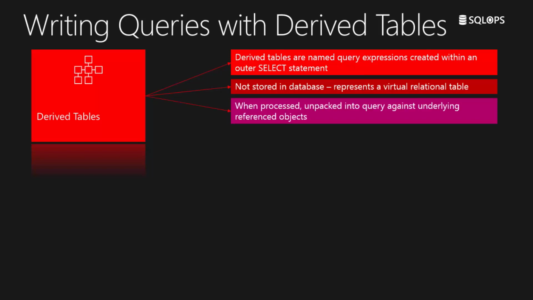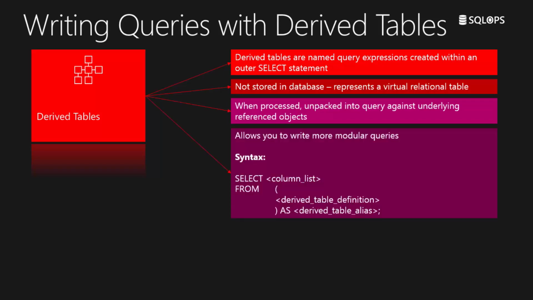And when processing a derived table, the query is run against the underlying reference objects at runtime, unlike temporary tables where you have to first create the temporary table, then populate it, and then you'll be able to select the data from it. Derived tables allow you to write T-SQL statements that are more modular, helping you break down complex queries into more manageable parts. Using derived tables in your queries can also provide workarounds for some of the restrictions imposed by the logical order of query processing, such as the use of column aliases.